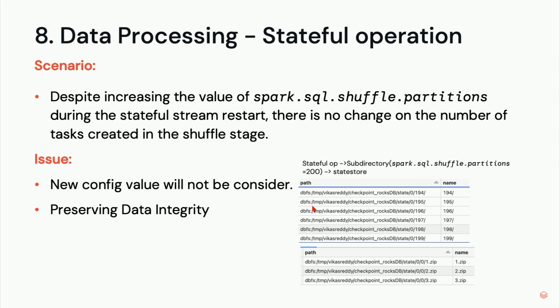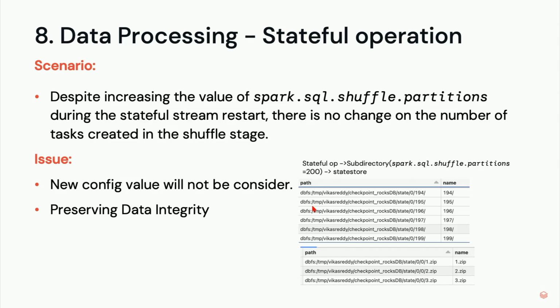The reason here is that the new value will not be considered at all. Let's take this example. In this example, it is showing the shuffle partitions as 200. And in the RocksDB checkpoint, under checkpoint, there is a 0. For each stateful operation, there will be one subfolder. Under that subfolder, there will be other subfolders. Here it is showing 190 to 199, 194 to 199. So that value is equivalent to the number of shuffle partitions.